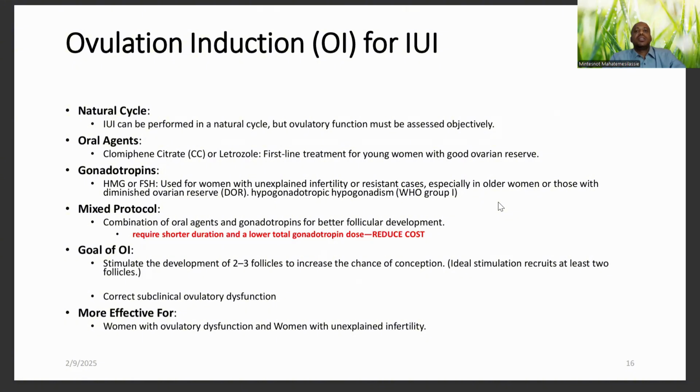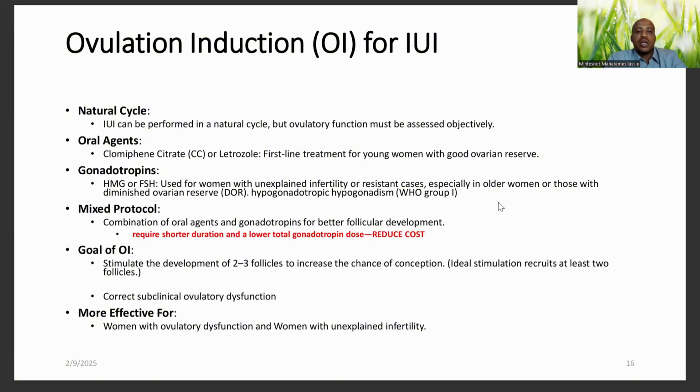The first step in IUI cycle is ovulation induction. So we can make it a natural cycle without any ovulation induction, but the chance of pregnancy will be low and the chance of cancellation of the cycle will be high. So we usually use either oral agent or gonadotropin as ovulation induction in intrauterine insemination cycle.